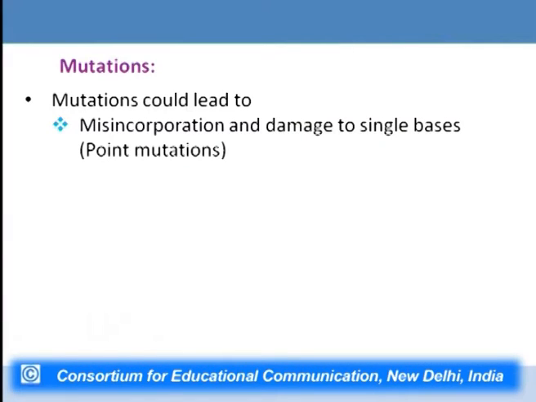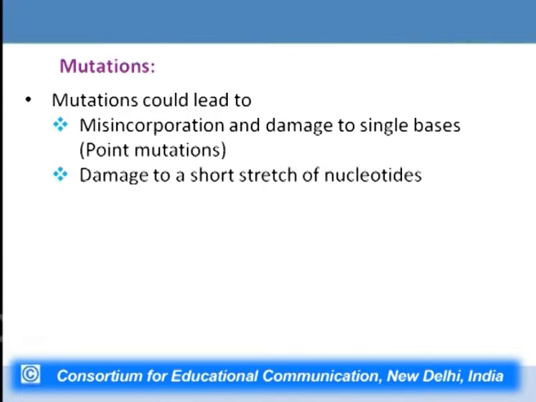Now, mutation could lead to misincorporation and damage of single bases, in which case it is termed a point mutation. Only single bases are affected, or it can lead to damage of a short stretch of nucleotides, or it could lead to damage to a long stretch of DNA like chromosomal deletion. This chromosomal deletion comes under the third category.